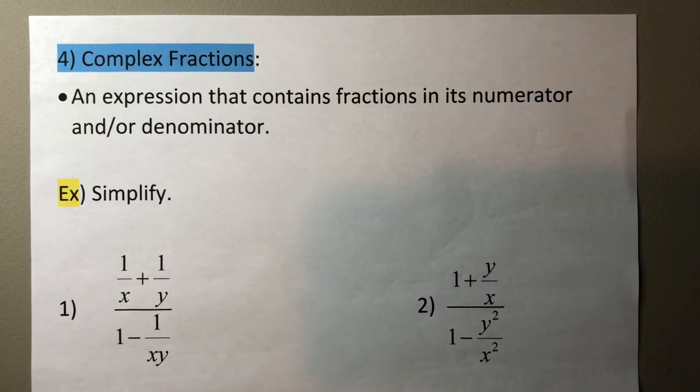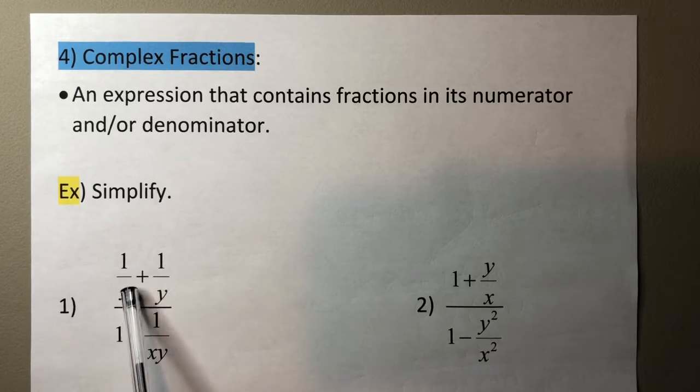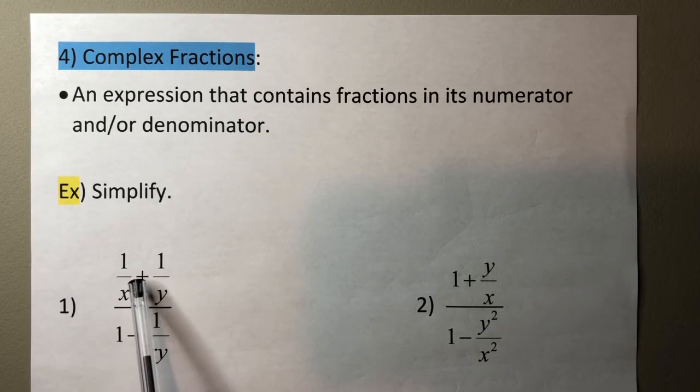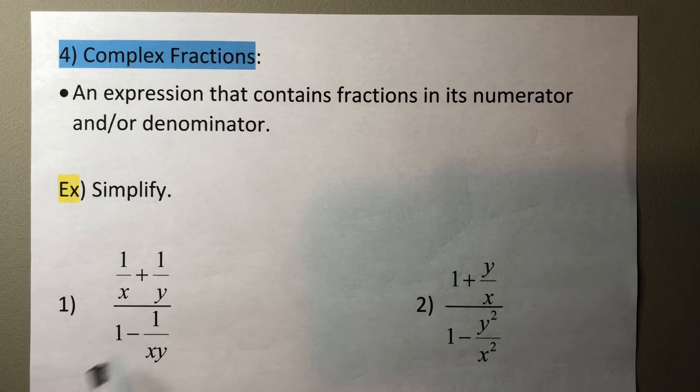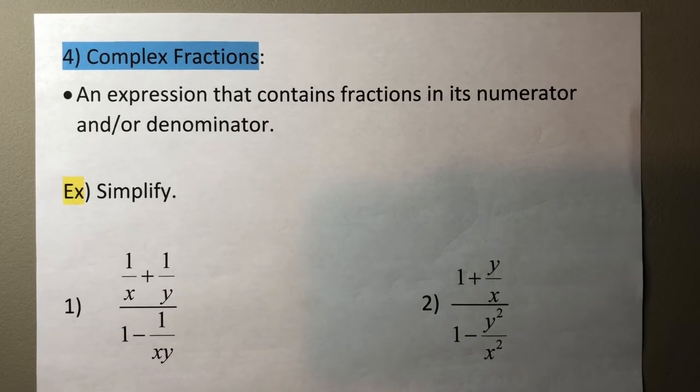Okay, the last thing we're going to look at here in section 1.4 is the concept of simplifying complex fractions. All right, so a complex fraction is basically one that consists of smaller fractions being combined in some way, shape, or form, addition, subtraction, occurring both in the numerator and the denominator. So how do we simplify these complex fractions?